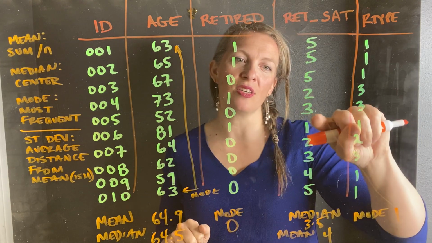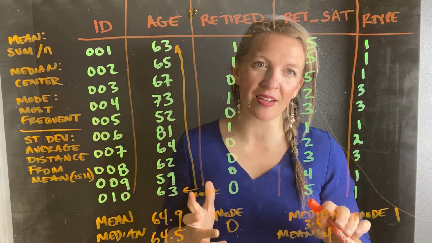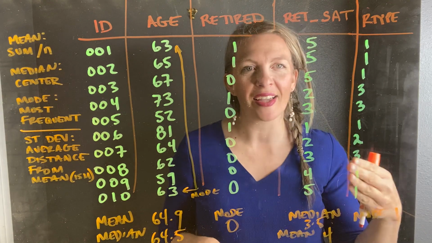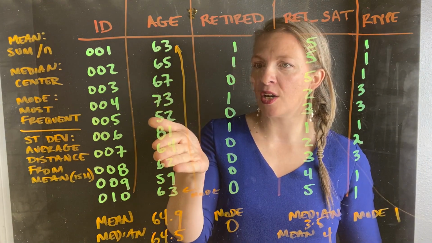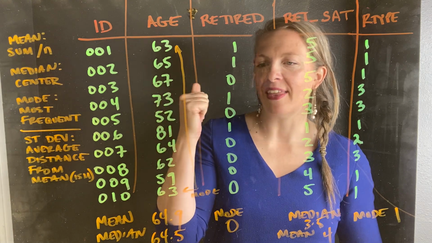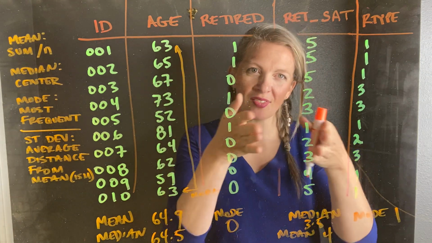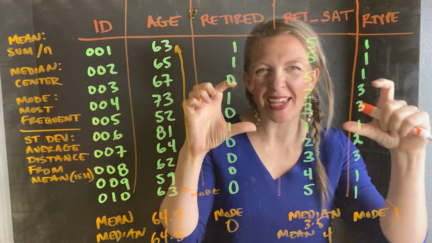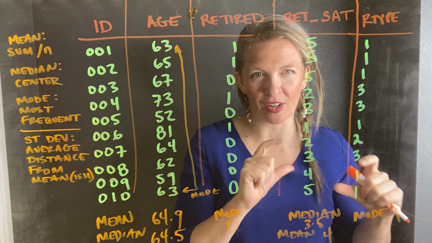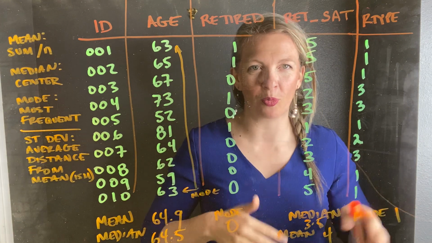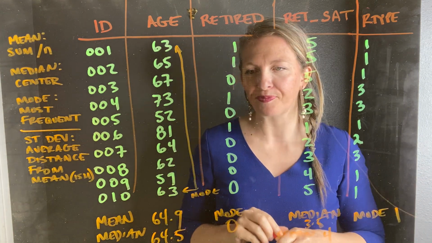So in this case, the lowest value for retirement satisfaction is a 1, and the highest value is a 5. The lowest age here was 52, and the highest was 81. And so that gives us an idea of what are the ages of people we're talking about, and what is the overall satisfaction of people that we're talking about? Like, what are these ranges?